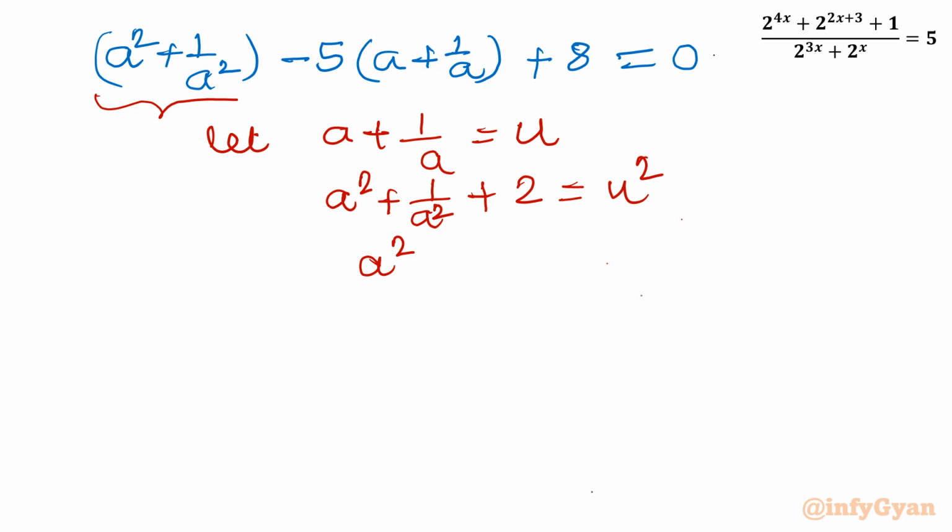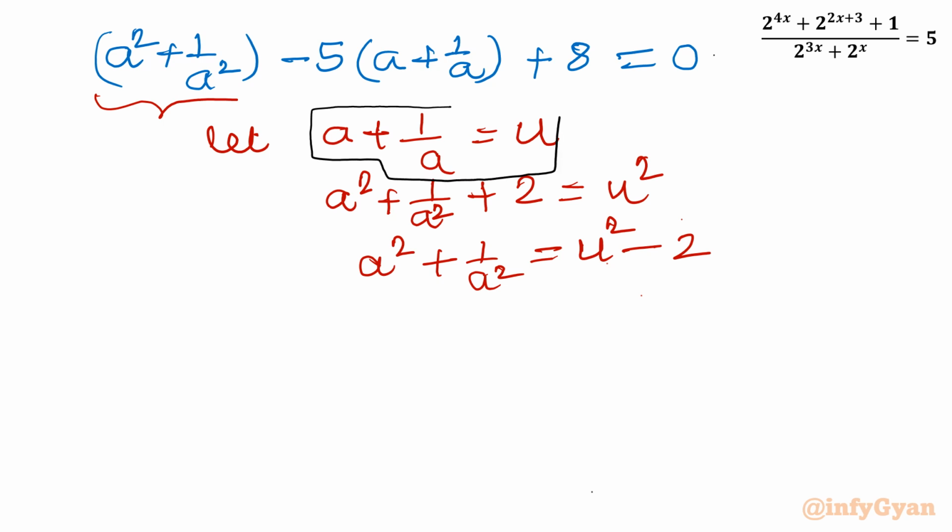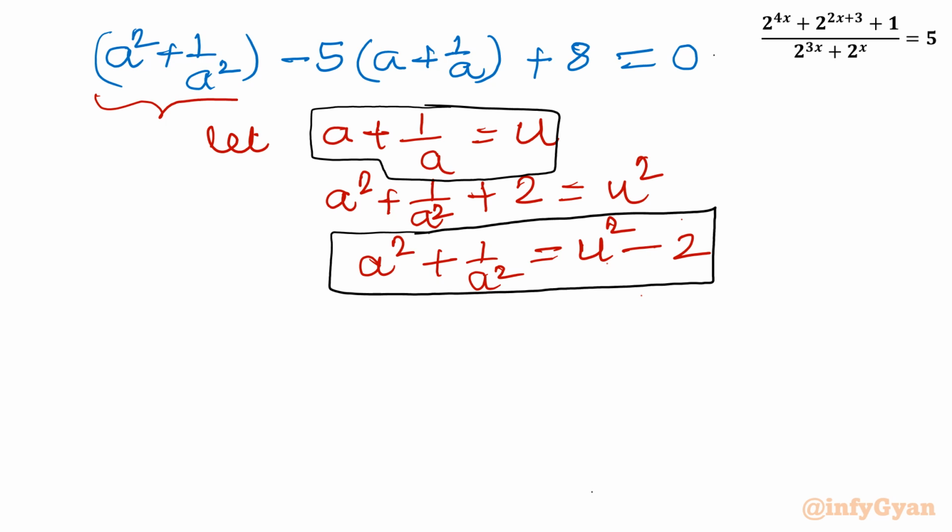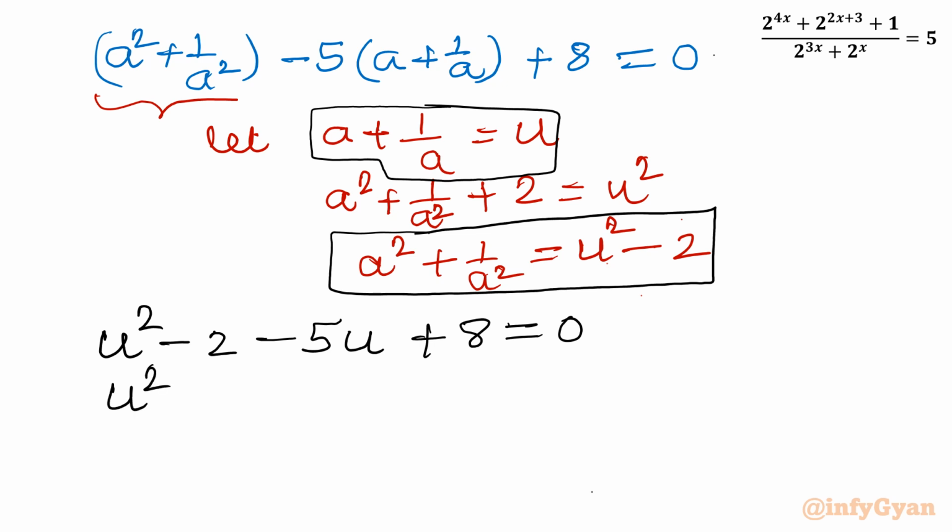So from here a^2 + 1/a^2 is u^2 - 2. Let us plug in the values. In place of a + 1/a we will put u, and in place of a^2 + 1/a^2 we will write u^2 - 2. So the equation will become u^2 - 2 - 5u + 8 equal to 0. So I can write u^2 - 5u + 6 equal to 0.